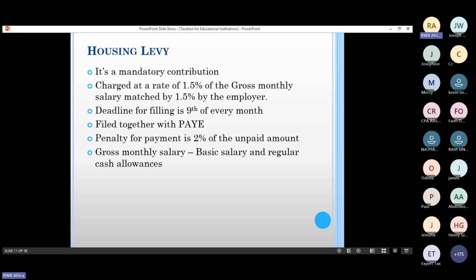We have an explanation of the gross monthly salary. It is the basic salary plus the regular cash allowances. Maybe you get the transport allowances on a monthly basis, the housing allowances, so that you can get the total. Assume your basic salary is 30,000, but you have additional allowances which give you a total of 35,000. So the housing levy should be subjected to that 35,000. And also to note, even if you're not having the PAYE obligation and you have that income, you're supposed to pay 1.5% as a housing levy contribution.